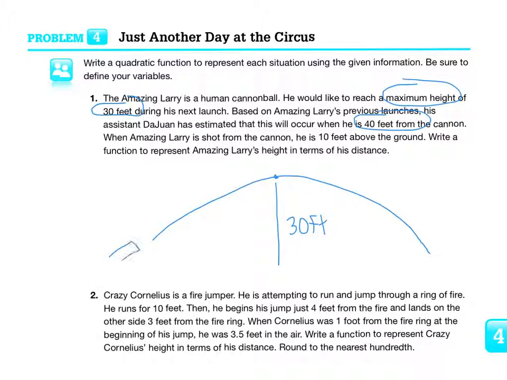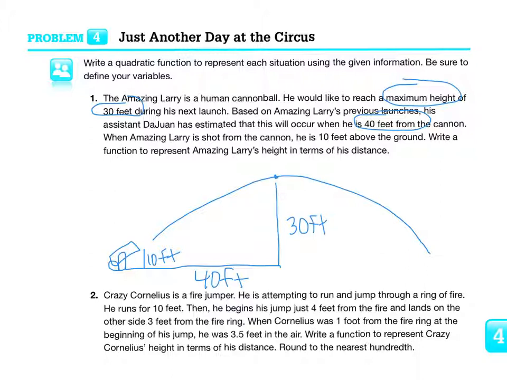So over here, we have a cannon, and that will happen 40 feet away. When Amazing Larry is shot from the cannon, he is 10 feet above the ground. So when he's shot right here, he is 10 feet above the ground. Write a function to represent Amazing Larry's height in terms of distance.